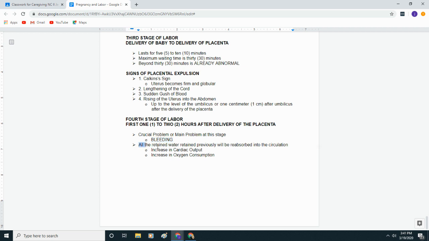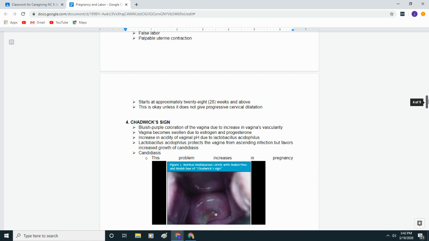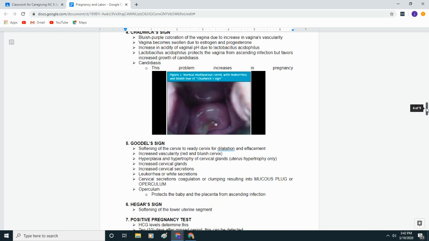Okay? All the retained water retained previously will be absorbed into the circulation. So there will be an increase in cardiac output. There will be an increase in blood pressure. And when there is an increase in blood pressure, there is an increase in oxygen consumption. Okay, so that will be for your manifestation of pregnancy and labor.